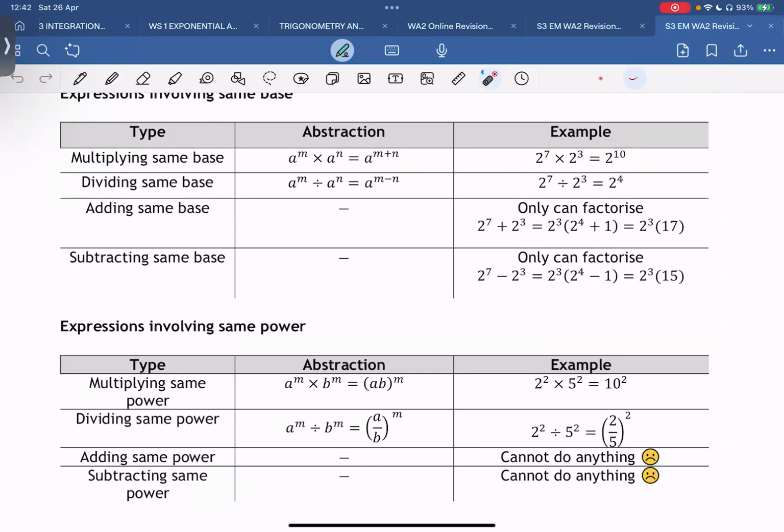Similarly, if we divide the same base, the powers will subtract. So take note, it is always the first one minus the second one. For example, again, 2 to the power of 7 divided by 2 to the power of 3, we will get 2 to the power of 4.